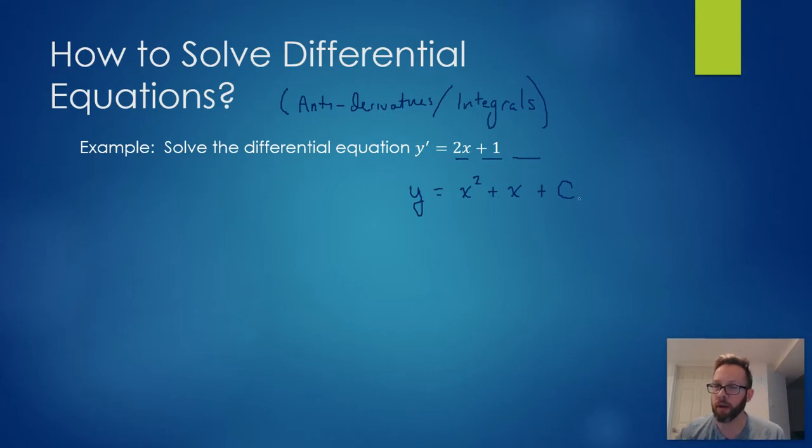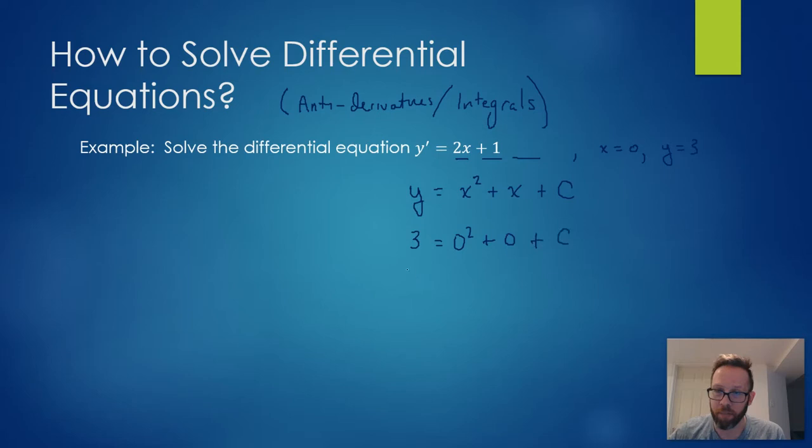I could get a specific solution by adding in some restriction, such as when x equals 0, y equals 3. And so taking my general solution now, I know that y is equal to 3 when x is equal to 0.